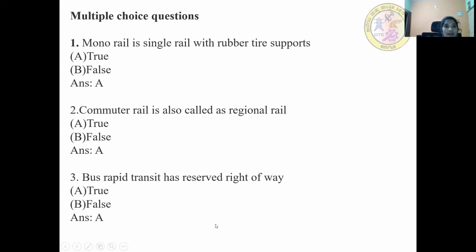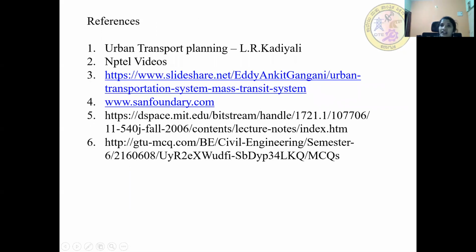Okay. So coming to the multiple choice questions. Monorail is a single rail with rubber tire supports. Is it true or false? The answer is A, that is true. Next, commuter rail is also called regional rail. True or false? The answer is A, that is true. Next, bus rapid transit has a reserved right of way. The answer is A, that is true. So these are some of the references.